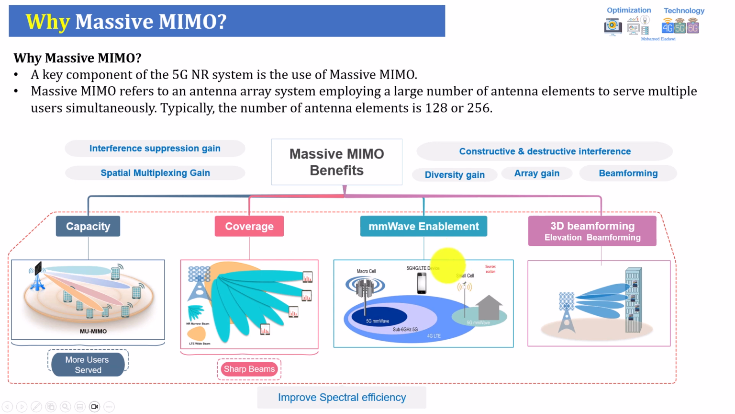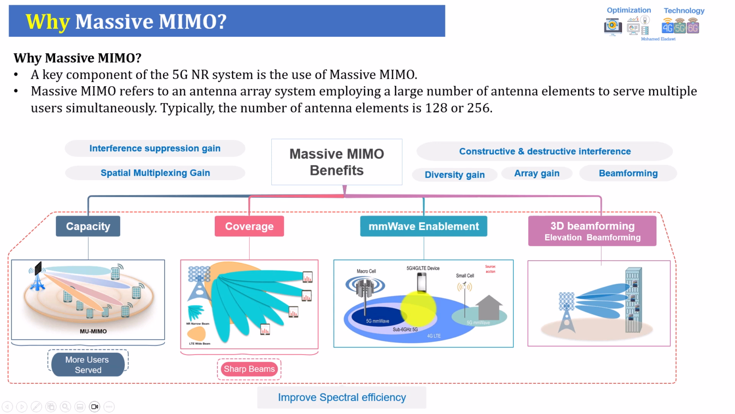But in case you don't have coverage, this will be useless. So that's why it requires massive MIMO. Then the part which was already highlighted is about 3D or 2D beamforming, where we can cover the elevation and horizontal planes. This is the main advantage of massive MIMO.